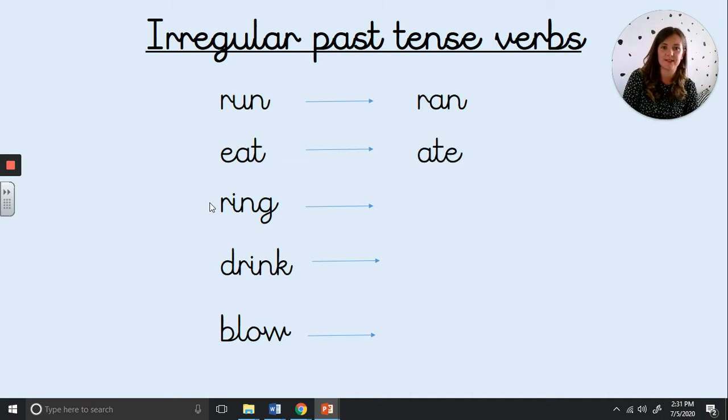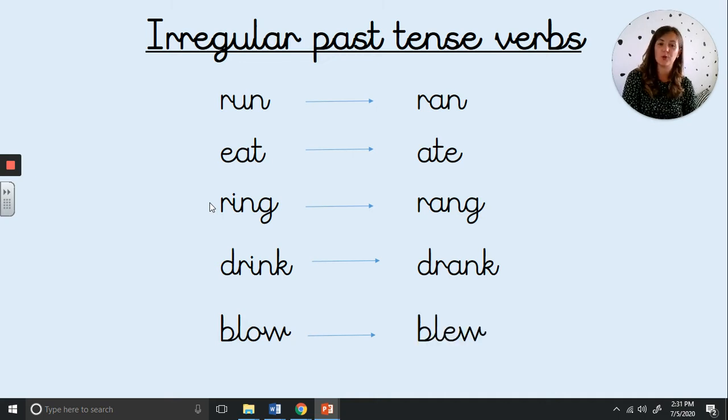ate my breakfast. Okay, I wouldn't say yesterday I ring Miss Syton. I would say yesterday I rang Miss Syton. I wouldn't say I drinked my hot chocolate last night, would I? That sounds a bit funny. I would say I drank my hot chocolate. And finally, I wouldn't say I blowed up a balloon. I would say I blew up a balloon. You're right, fantastic. Okay, so you've got to be careful on noticing when it's going to be a suffix of an ed or an irregular past tense verb.